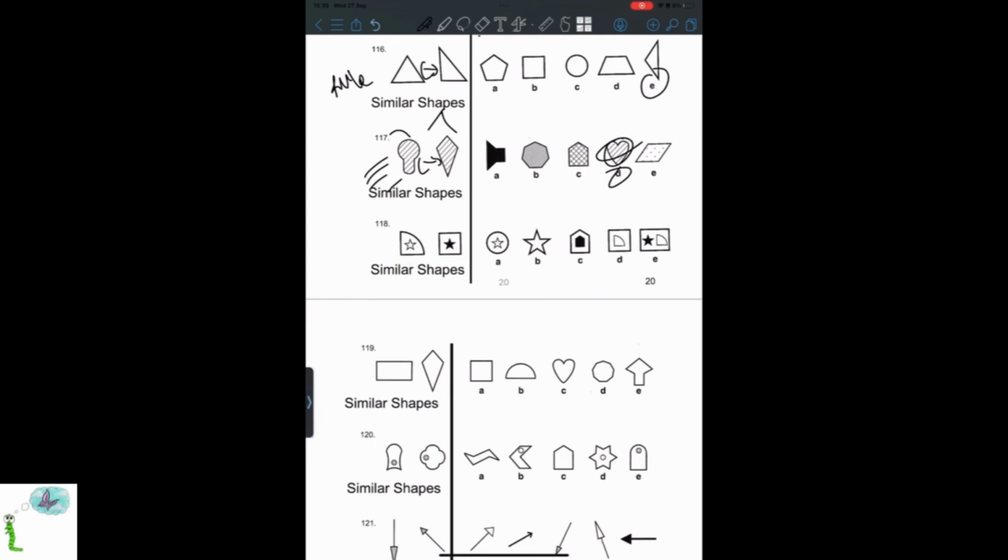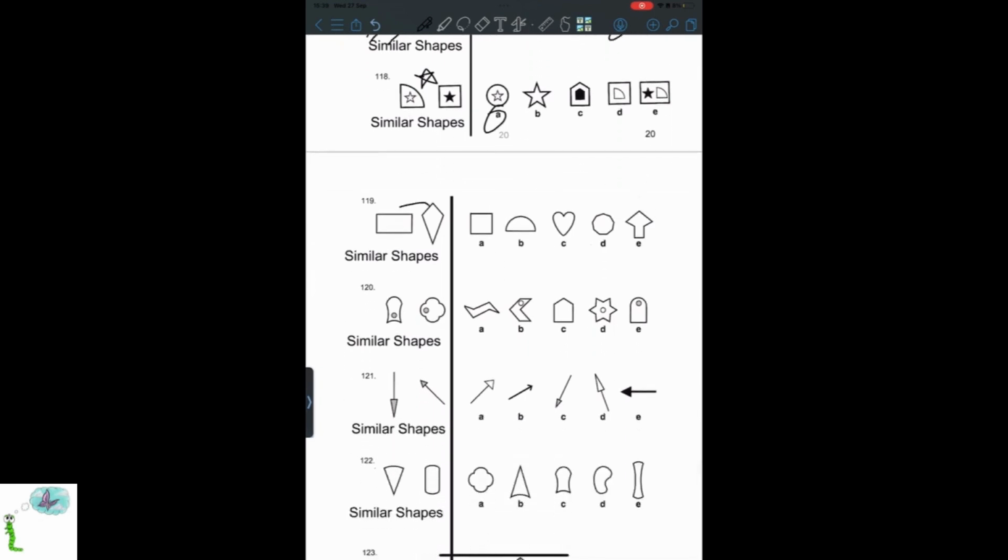Similar between these 2, there is a star. Nothing else really that you can see, so I'm just going to choose the one with the star, which is A. What's similar between these 2?